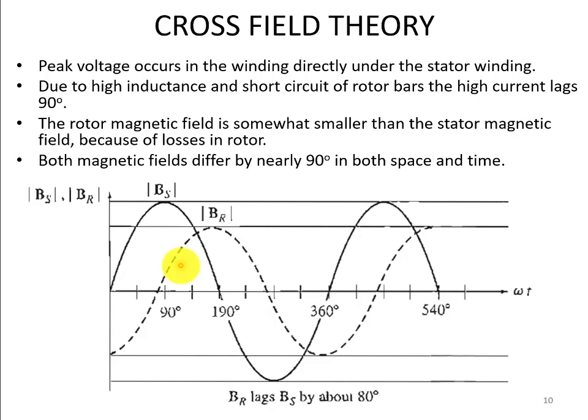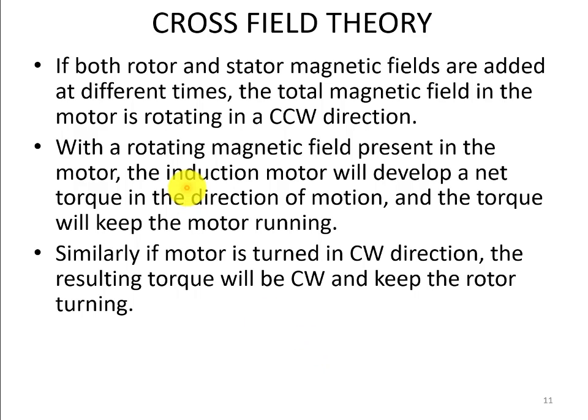Again, I am repeating that now the rotor is rotating by some means, we have made it rotate. If we add these fields at certain points, we get some net magnetic field at every point. The net magnetic field produced in this single-phase motor, when it is being rotated by some means, will be rotating in the counterclockwise direction. With the rotating magnetic field present in the motor, the induction motor will develop a net torque in the direction of motion, and the torque will keep the motor turning. Similarly, if the motor is turned in the clockwise direction, the resulting torque will be clockwise and keep the rotor turning.